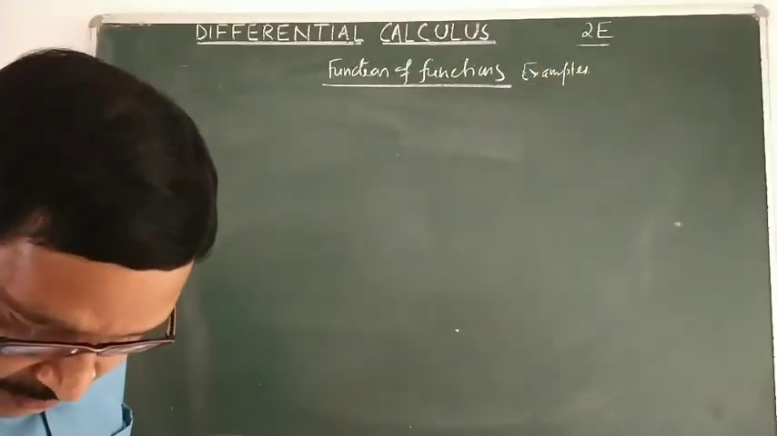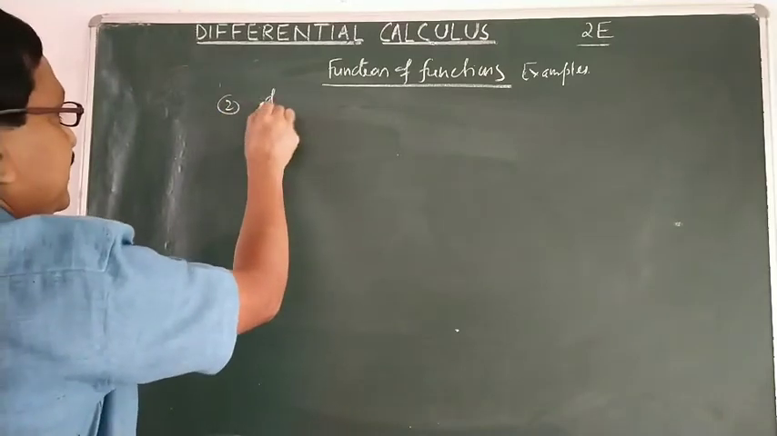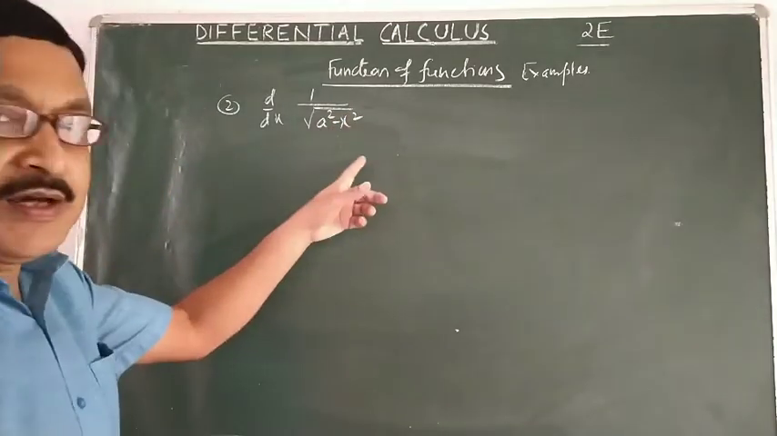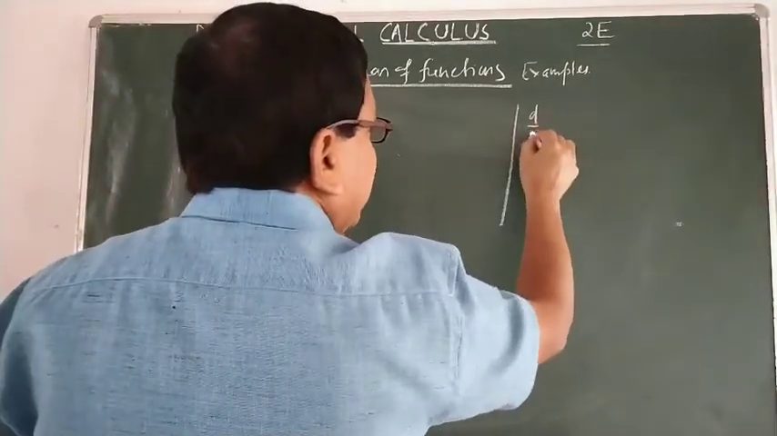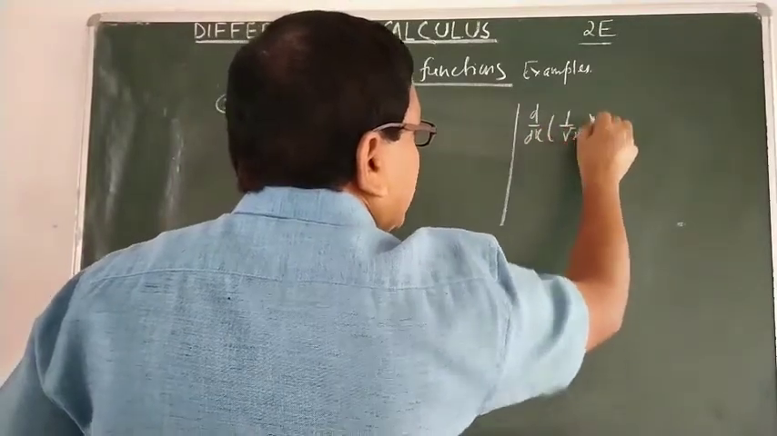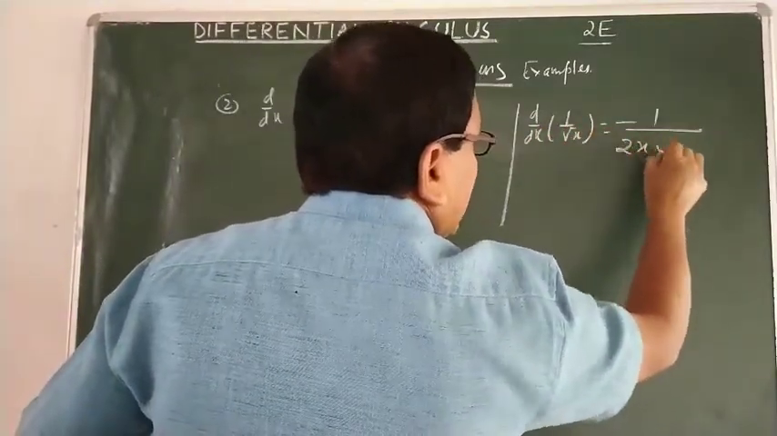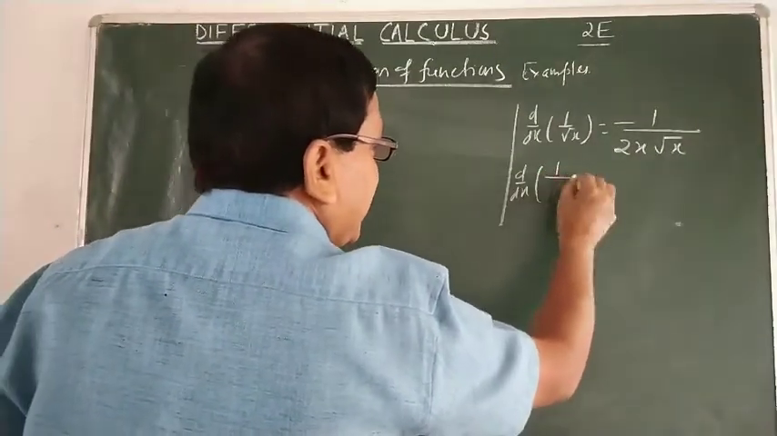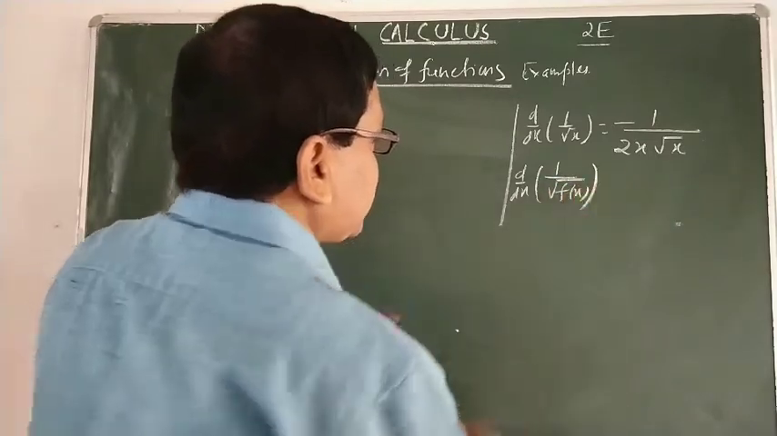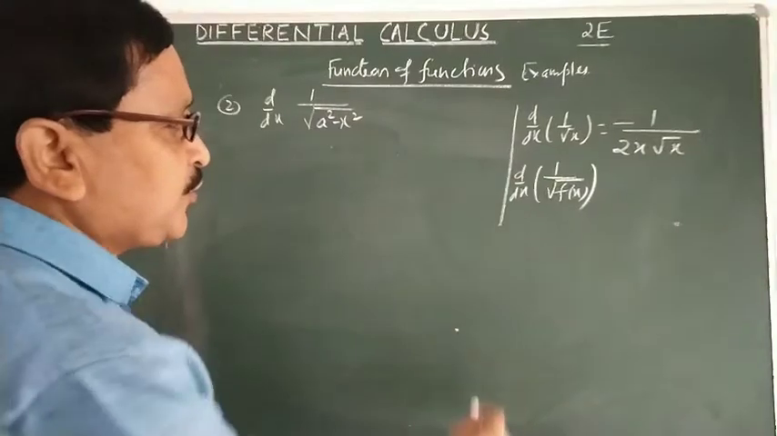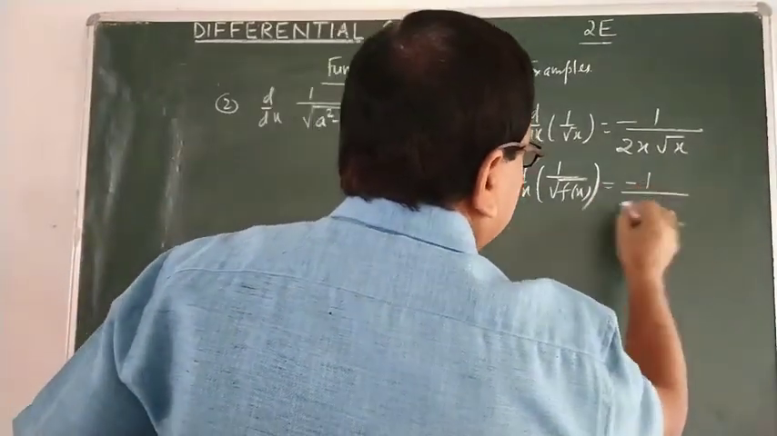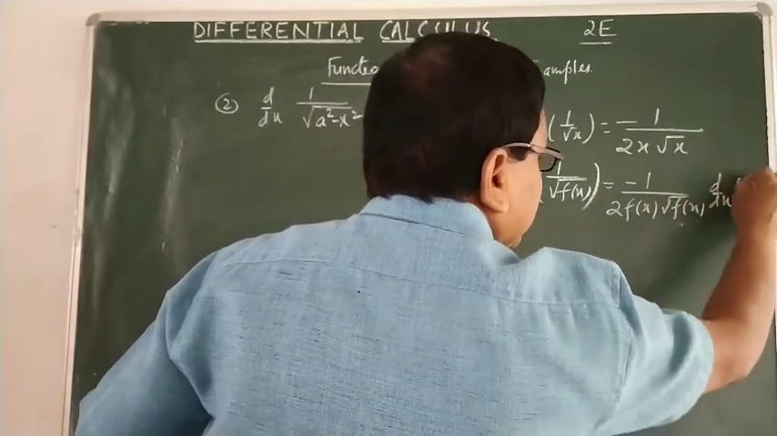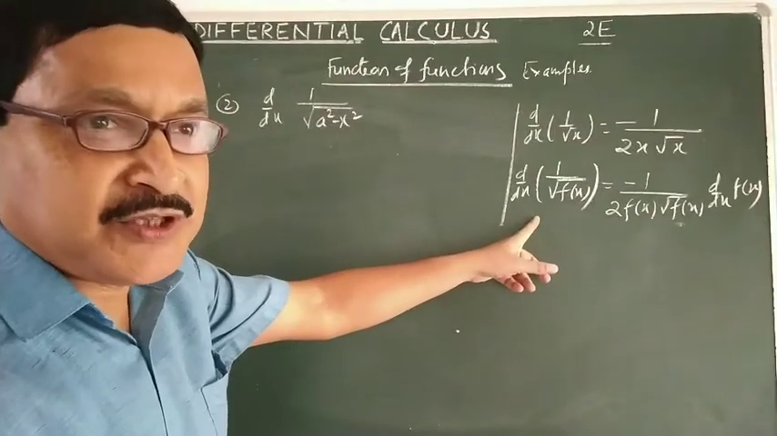Example number 2. d by dx of 1 by root a square minus x square. Earlier I have suggested to you that d by dx of 1 by root x is minus 1 by 2x root x. On the basis of this, if d by dx of 1 by root f(x), this formula is true only for x. So if f(x) is available, this is minus 1 by 2 f(x) root f(x) into d by dx of f(x). Now follow this pattern. This is true for all.